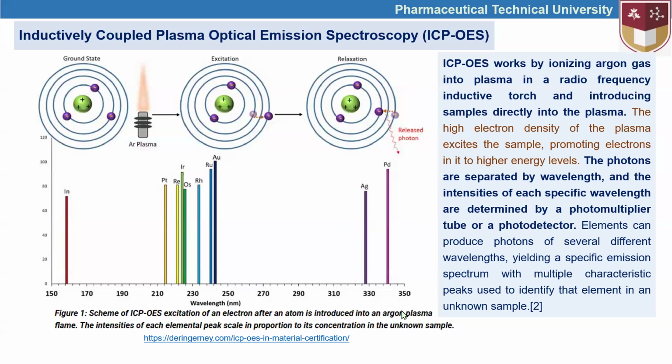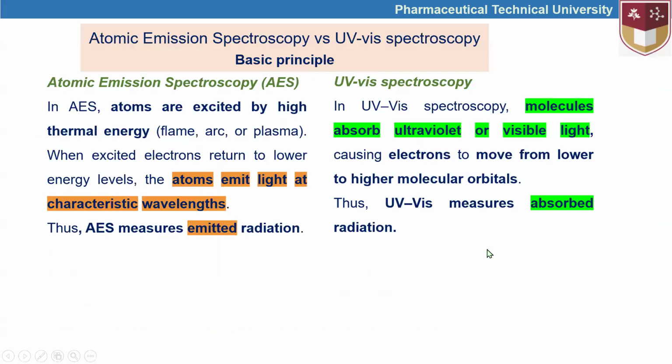Okay, these are about studying the presence and quantity of different atoms by using inductively coupled plasma optical emission spectroscopy. Next. And now we are going to compare atomic emission spectroscopy with UV visible spectroscopy. Again, in our previous lesson, we talked about UV spectroscopy, and today we are learning atomic emission spectroscopy. I strongly recommend you to take a look at UV spectroscopy.